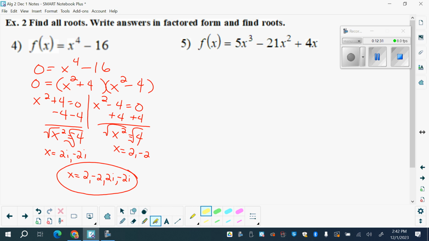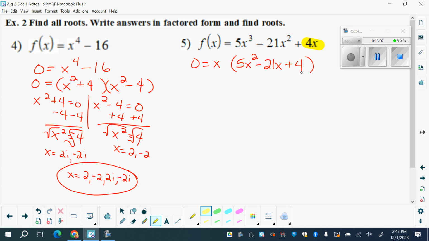Notice that that's a 4x. We have to factor out a greatest common factor. So what's our greatest common factor? X. So we're first going to factor out an x. So what would I get when I factor out an x? Nate, tell us what we get. Minus 21x. Good.